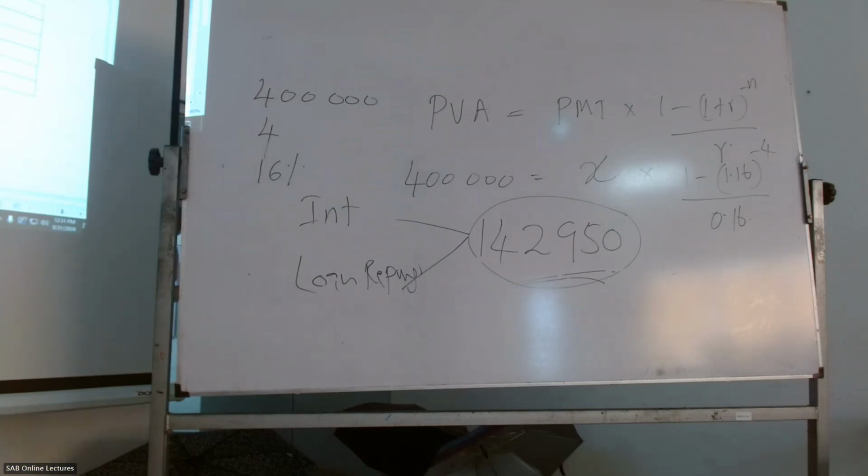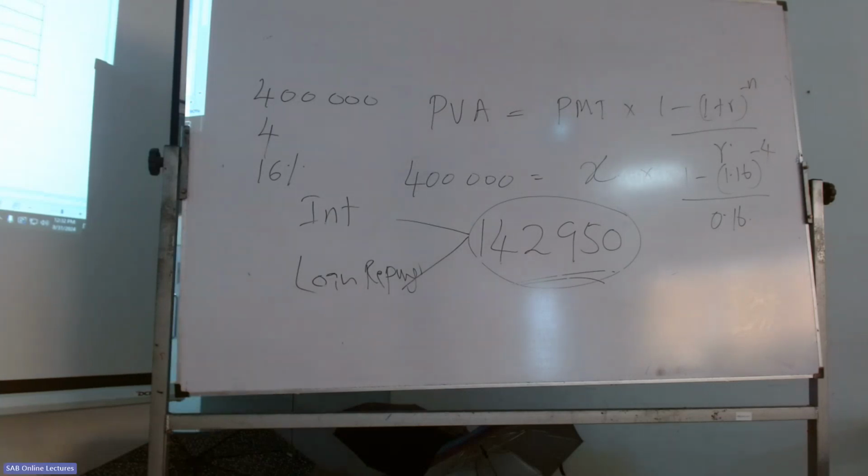That is fixed. So your loan repayment in year 2 is, from 142,950, interest is 51,368. So you are paying 91,582. So at the end of year 2, your loan balance is, from the opening balance you have paid 91,582, so that is 229,468.